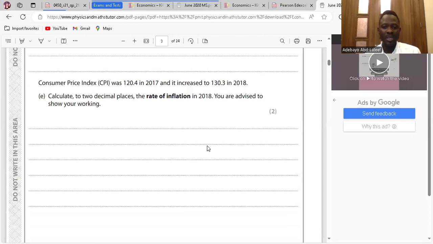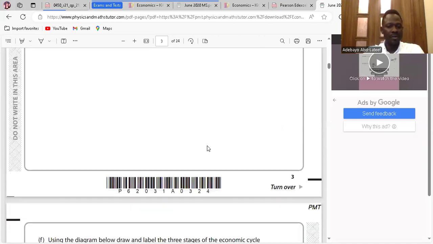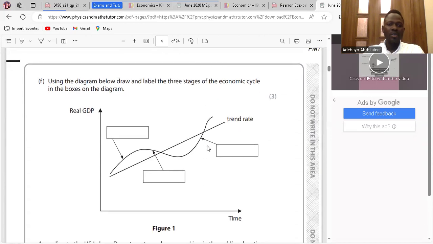Calculate to two decimal places the rate of inflation in 2018. So the new value, 130, minus the old value, divided by the old value, then multiplied by 100, which is 8.22. Clear? That's question E. Go to question F. Using the diagram below, draw and label the 3 stages. We have boom, recession or downturn, and recovery. Boom, recession or depression or downturn, and recovery. Is it clear? All right.